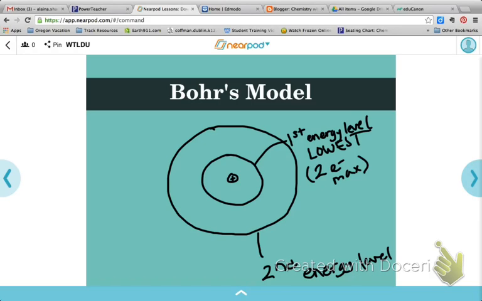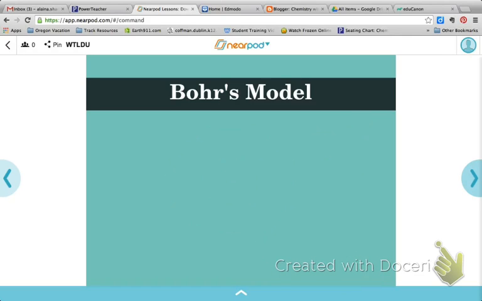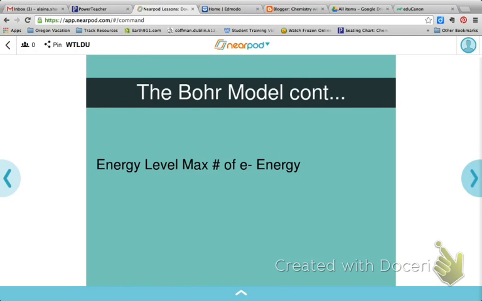And that second energy level, you might remember, could hold 8 electrons max. And we could tack on a third, a fourth, a fifth, a sixth, a seventh. It turns out we haven't discovered anything beyond a 7th energy level, so that's as far as we've gone so far, but theoretically you could have as many energy levels as you needed to have for how many electrons you have. So that's the basics of Bohr's model.